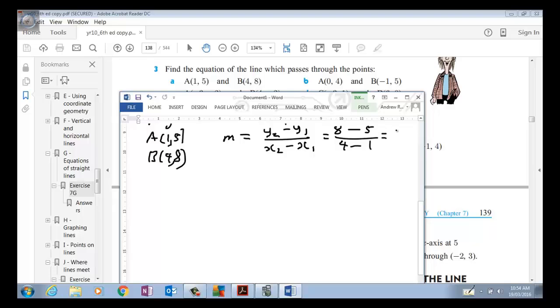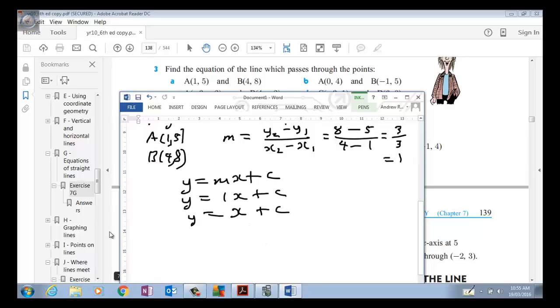So 8 take 5 is 3, 4 take 1 is 3, 3 divided by 3 is 1, so our slope is 1. We can now say that our equation is y equals mx plus c, but because m is 1, we can now say it's 1x plus c. Usually when we have 1x, we just replace it with x, because 1 times x is x.